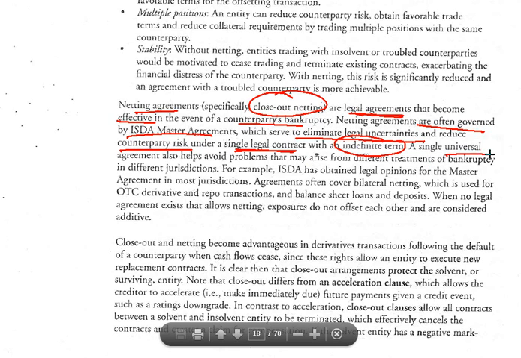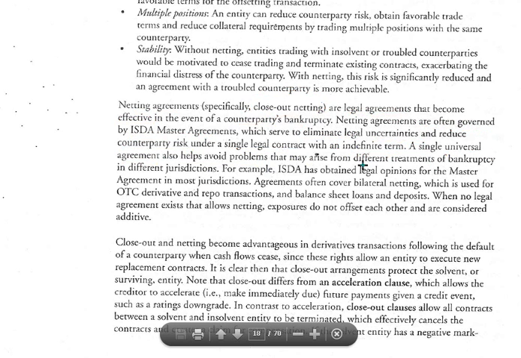A single universal agreement also help to avoid problems that may result from different treatment of bankruptcy. Please note that we have seen that there can be differences in the bankruptcy treatment by the different parties. Some may say that downgrade is not a default. Some may say that payment of coupon is not a default. So there can be differences in the treatment of bankruptcy.